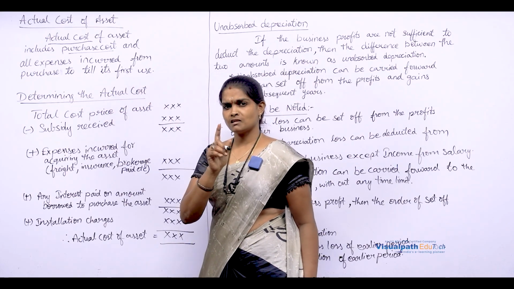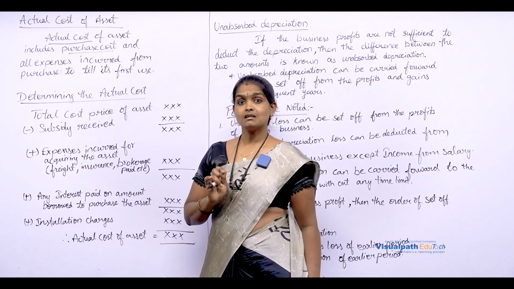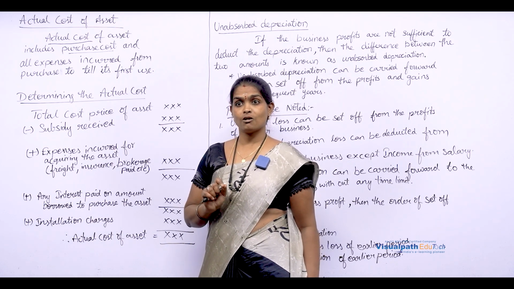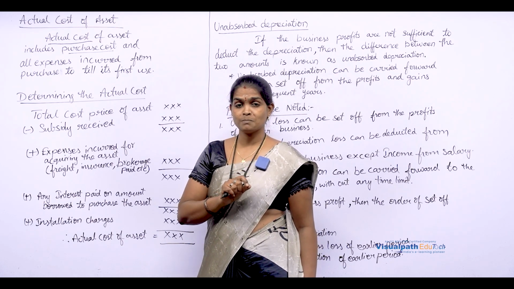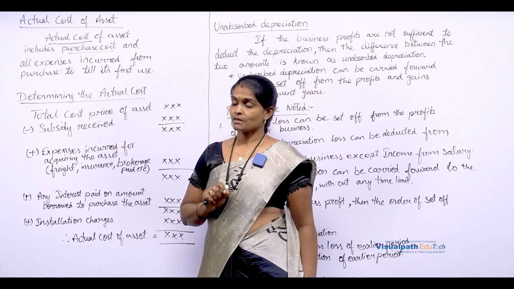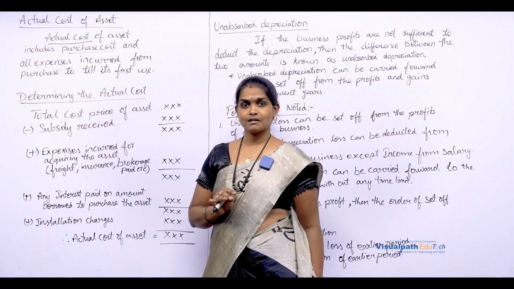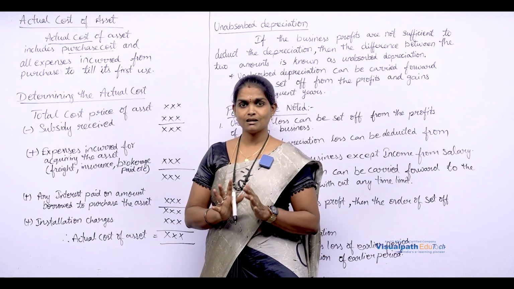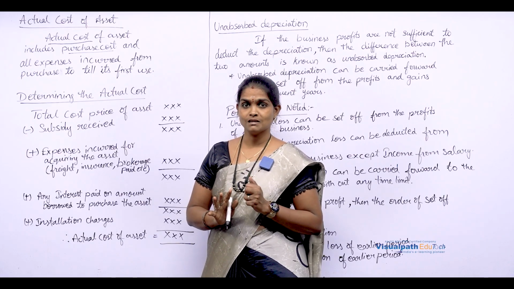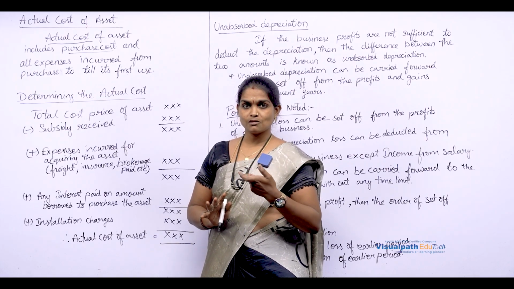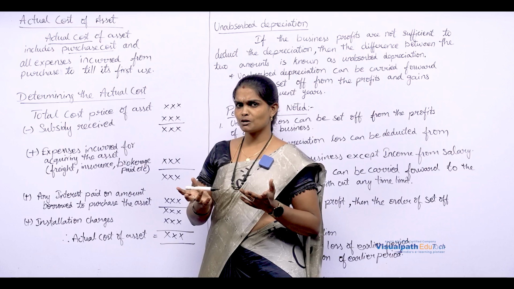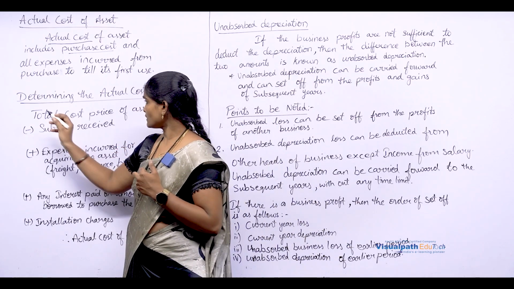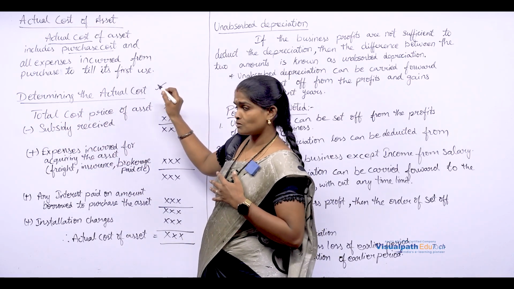One thing is excluded in this, that is subsidy. Any subsidy or grant received from the government will be excluded. All the remaining expenses will be added to the purchase cost. Then you will get the actual cost. Now, what all expenses may be incurred? See, how to determine the actual cost.